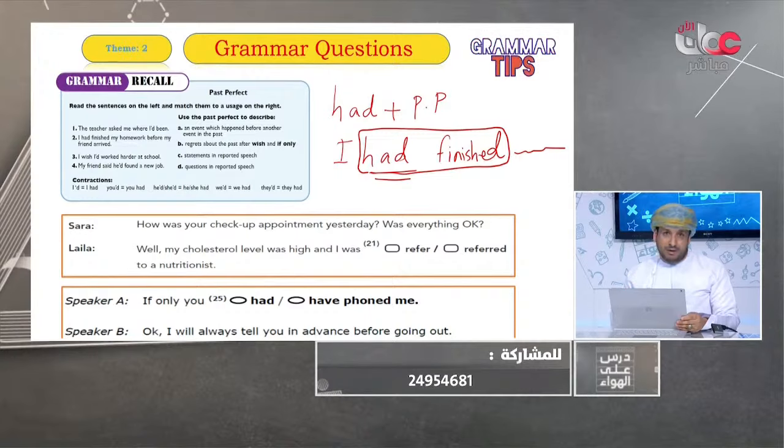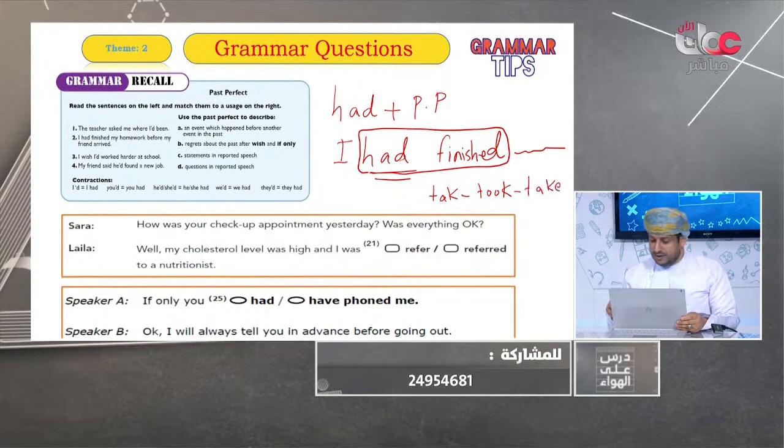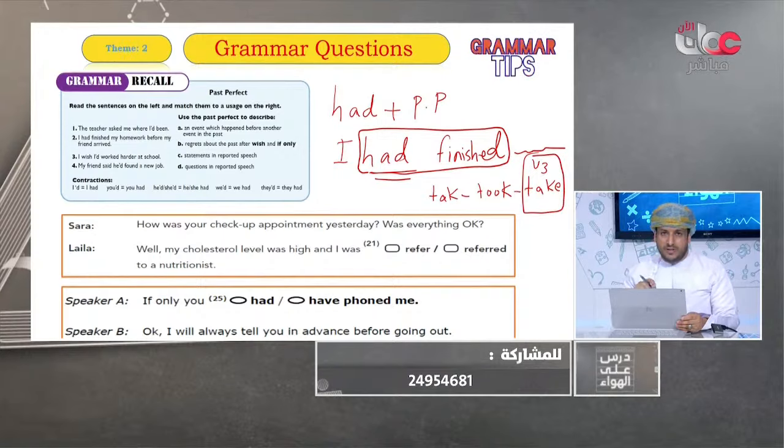But for another verb like take, the past tense is took, and the past participle is taken. So you have to be careful. You have to use verb number 3, or the past participle, after had. I have a list of some irregular verbs and how to deal with them, so you can keep them in your mind and memorize them. All right, let's do the questions now related to this grammatical point.